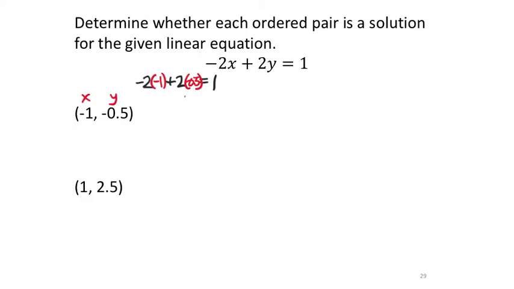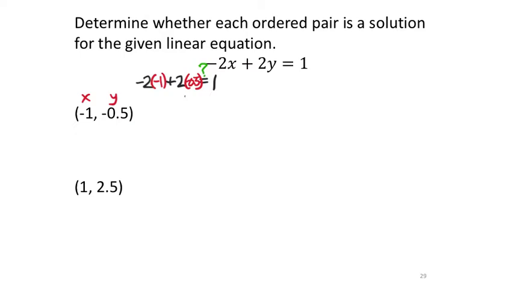Now it's asking, is it the solution? So I'm going to put a question mark over the equal sign. If it becomes true, then it is the solution. So I'm going to type this in: -2 times -1 plus 2 times -0.5. Now, if I push enter and I see that it does actually equal 1, then I know that it is a solution and it would be true because it would be a true statement. If it gives me anything else, it is not a solution.